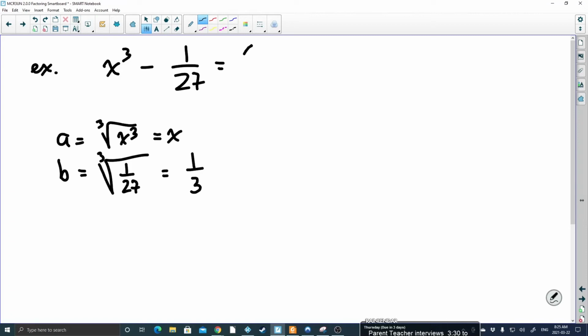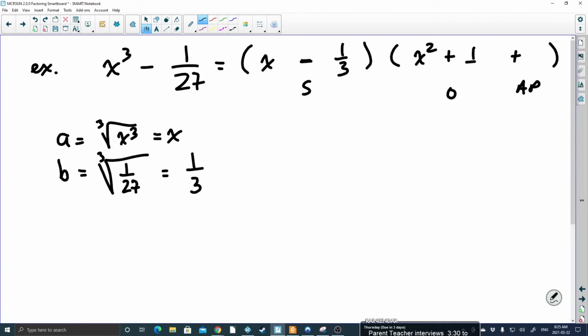So now I can fill in with my SOAP acronym again. So this is going to be the same sign. This is going to be the opposite sign. And this is going to be always positive. And then I just got to remember what goes in here. So this is always a and b. So a is x, b is 1/3. The term over here is a squared. So that's x squared. The term in the middle is a and b multiplied together, which would be 1/3 x. And then over here, it's b squared, which would be 1 over 9.